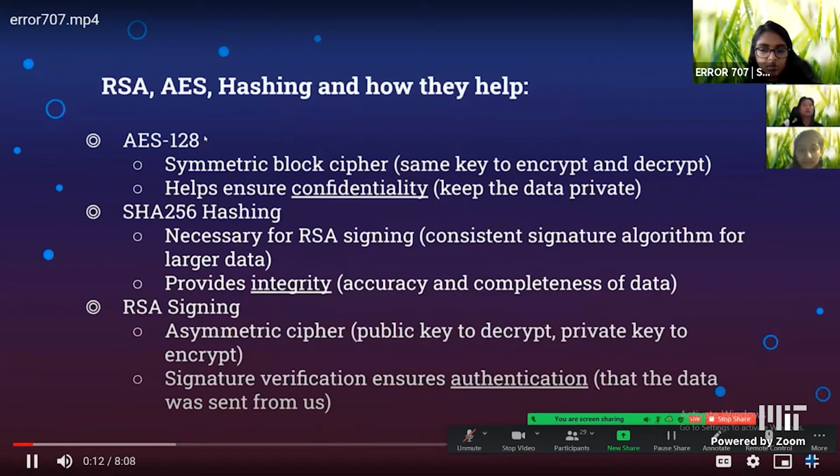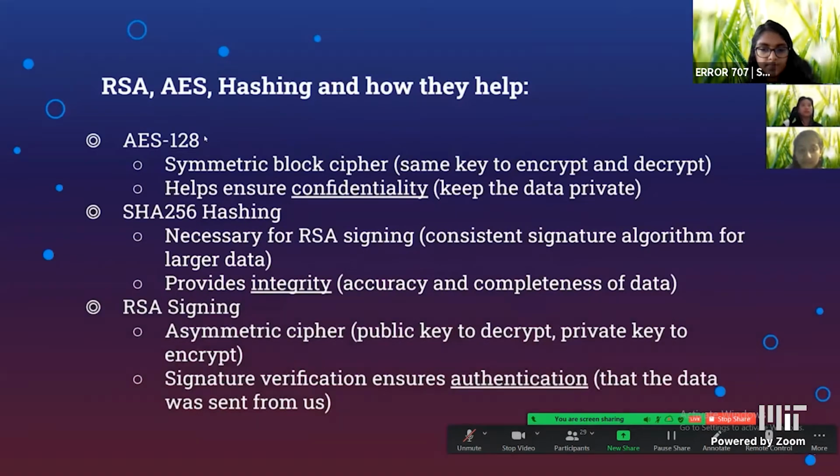In our project, we use 3 main encryption methods, and this is how they help. They're called AES 128, which is a symmetric block cipher. We use the same key to encrypt and decrypt, which helps ensure the confidentiality of the data, which is keeping the data private. We use SHA-256 hashing, which is necessary for RSA signing, which has a consistent signature algorithm for larger data. And this provides integrity, which is the accuracy and completeness of data.